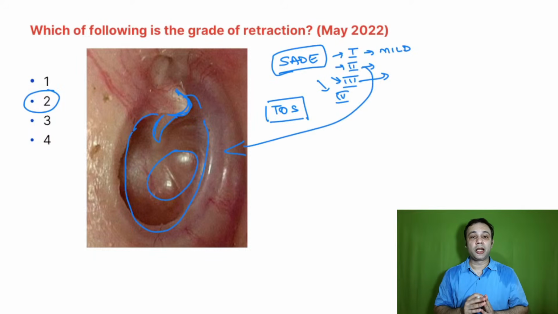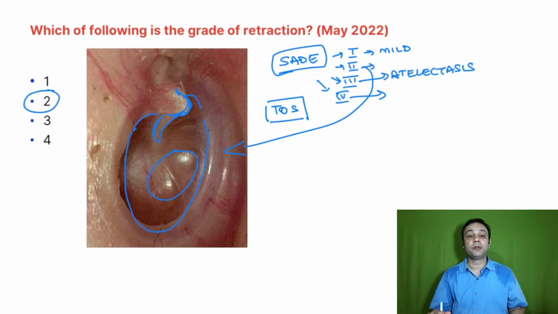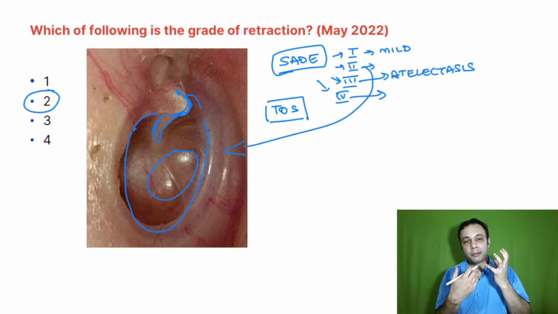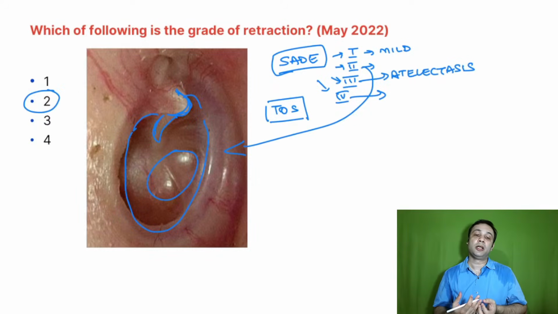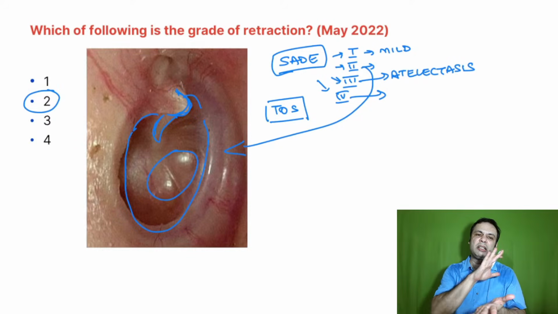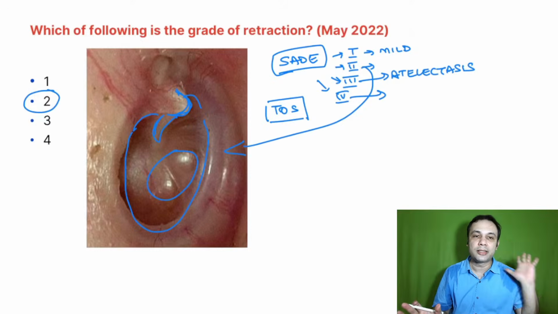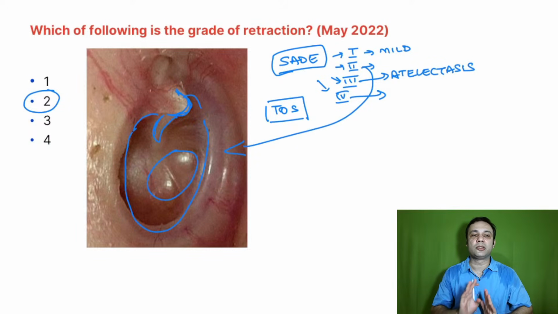If you are looking at grade 4, so remember grade 3 is also known as atelectasis. And when you talk about grade 4, it is adhesion, right? Atelectasis means the tympanic membrane still moves on Valsalva. When you talk about grade 4 or adhesive otitis media, it is totally plastered onto the promontory. And when the patient does Valsalva, the tympanic membrane does not move at all. Okay, so that is the grades of retraction of the pars tensa.